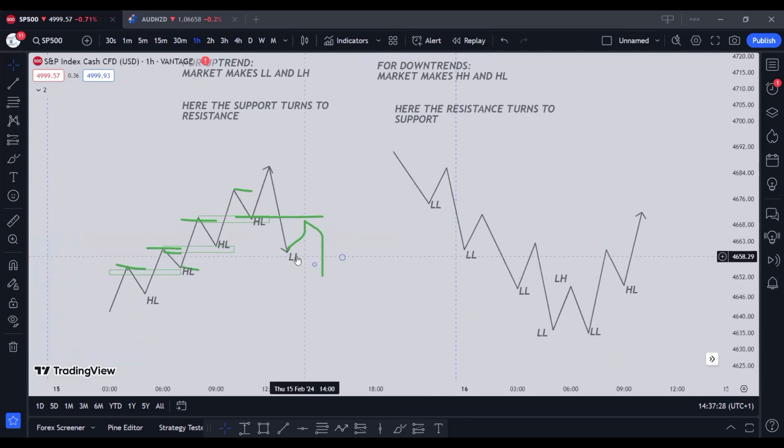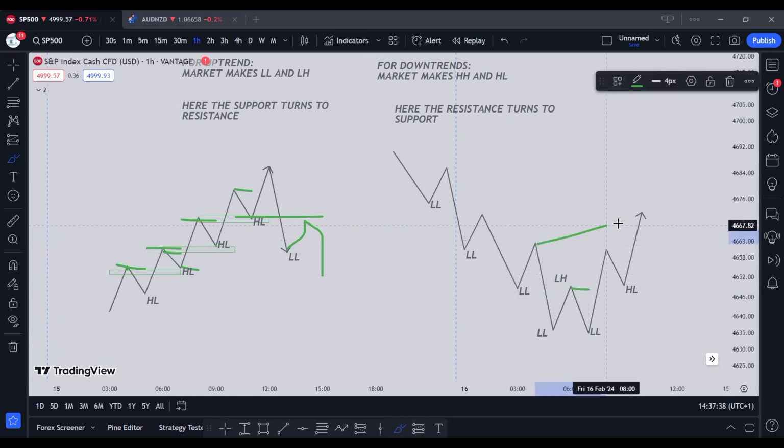You understand? So this is the change of trend we're talking about. And in this downtrend, here is the resistance. This is a formal resistance. This is a resistance. This is a resistance. This resistance has not been broken and turned to support so that we can buy from.